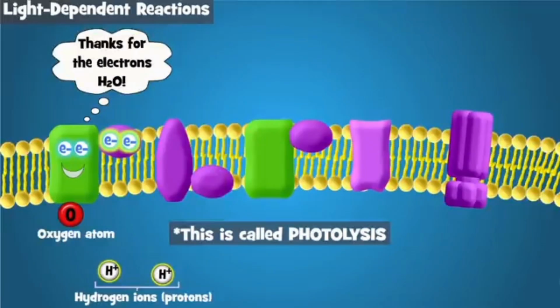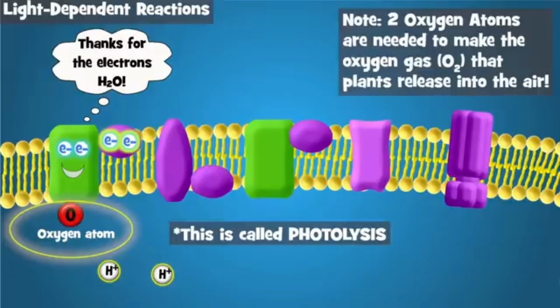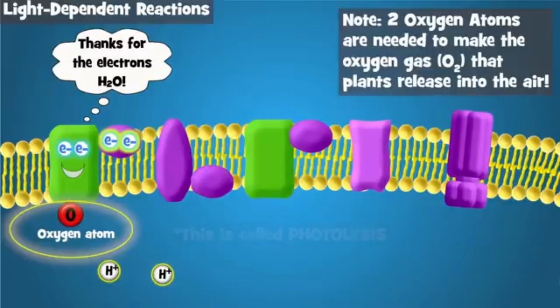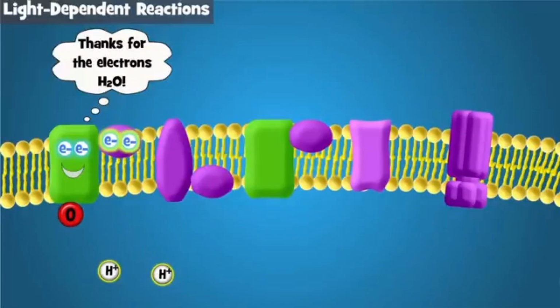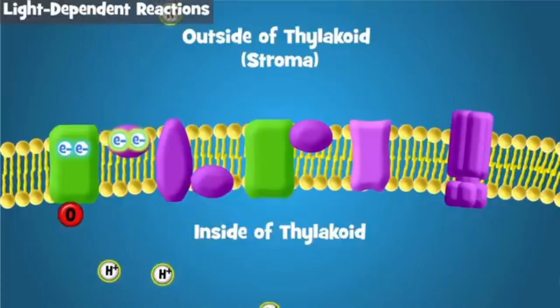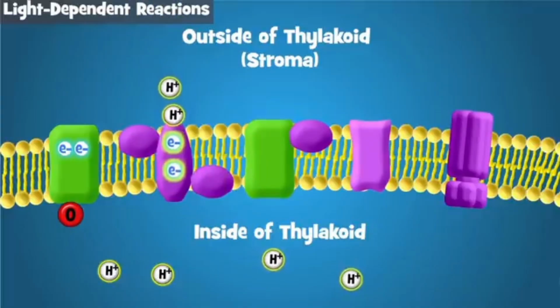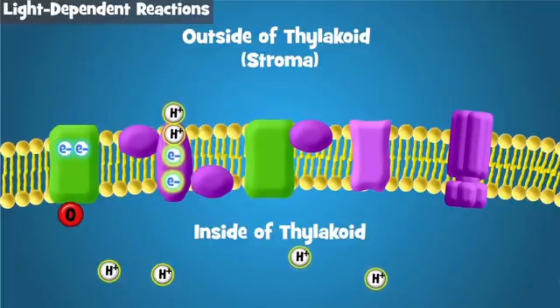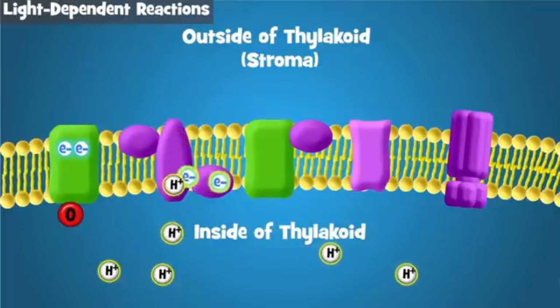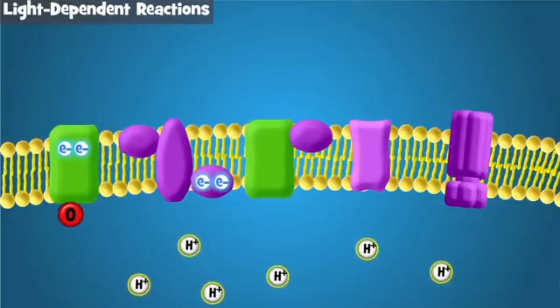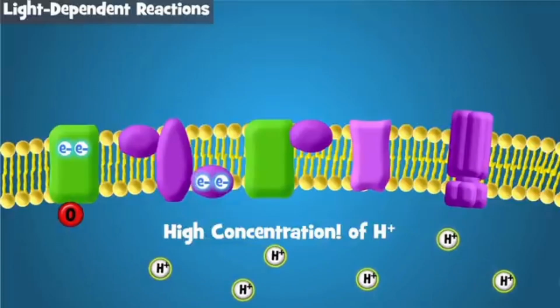When water is split, electrons, hydrogen ions, and oxygen are produced. You probably know that plants make oxygen when they do photosynthesis. This is where that oxygen comes from. Now, back to the electron transport chain. The electron transport chain transports electrons. As it does, the energy in the electrons is used to pump hydrogen ions, or protons, across the thylakoid membrane into the thylakoid. This creates a high concentration of hydrogen ions inside the thylakoid.